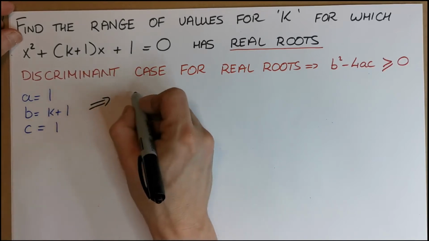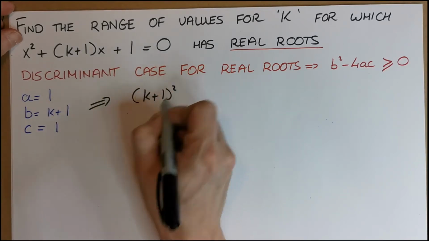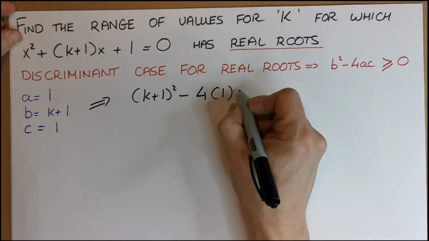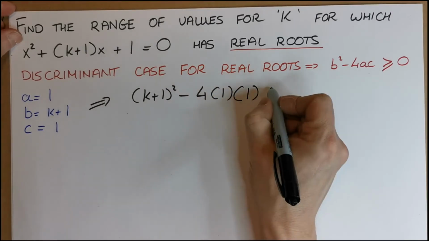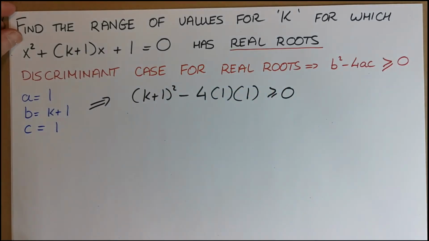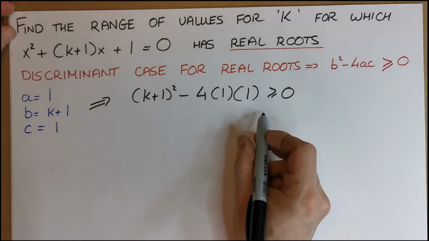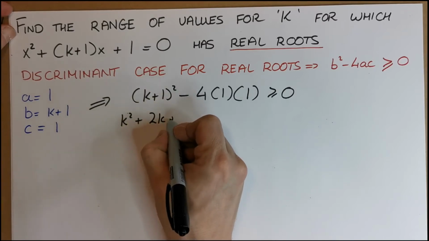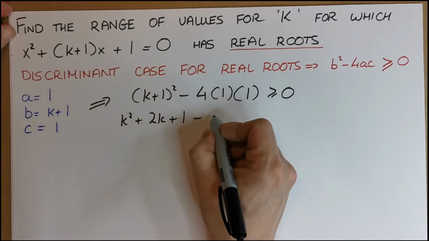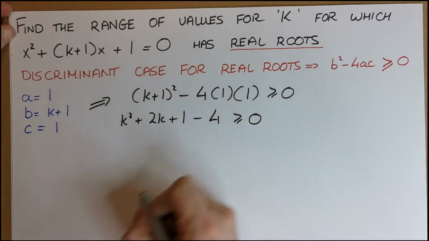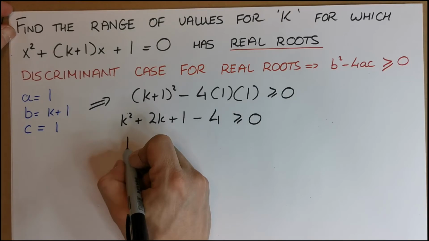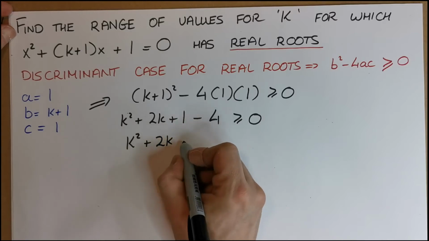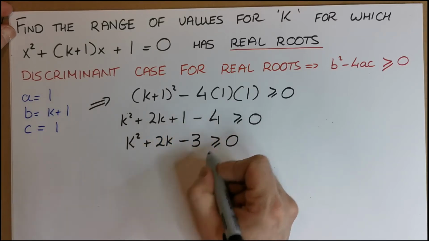So b squared, what's that? In our case, that's (k plus 1) squared, minus 4 times a, that's 4 times 1 for us, and times c, which is also 1 for us. And that has to be greater than or equal to 0. Okay? So let's actually square this stuff out here. It's a quadratic equation in k. So it's k squared plus 2k plus 1 minus 4 times 1 times 1, so that's just 4, greater than or equal to 0. Okay, let's tidy this up a little bit. That's k squared plus 2k plus 1 minus 4, that's a minus 3, greater than or equal to 0.